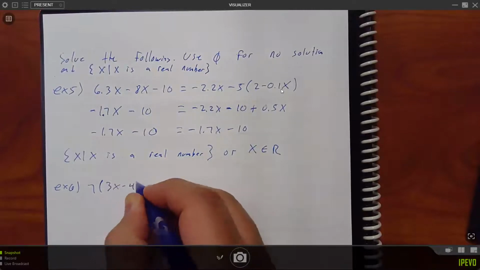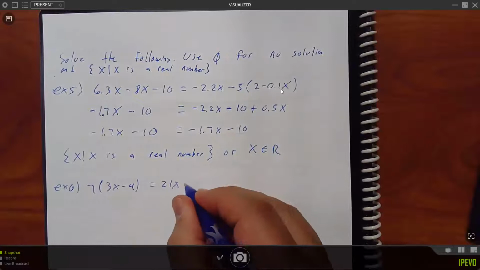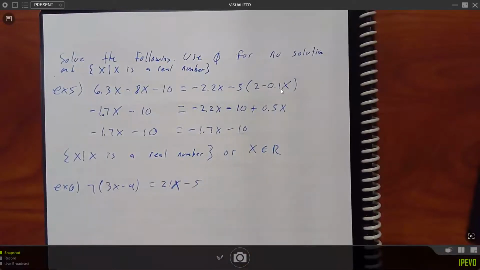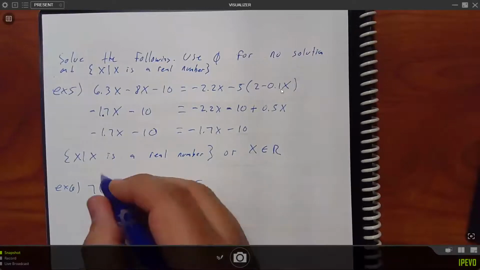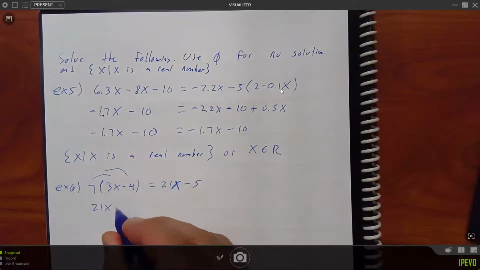3x minus 4 equals 21x minus 5. Okay. So let's distribute the 7. We're going to get 21x minus 28.